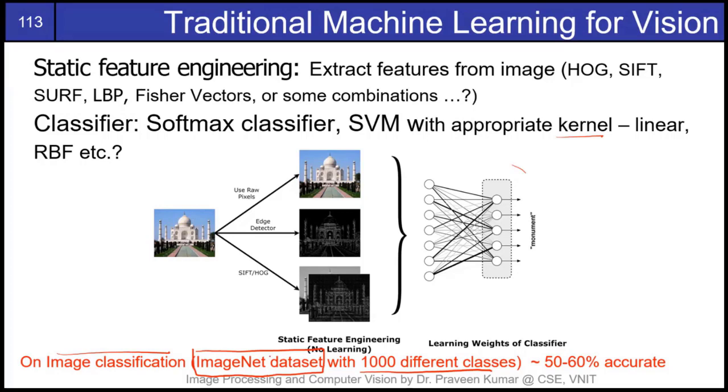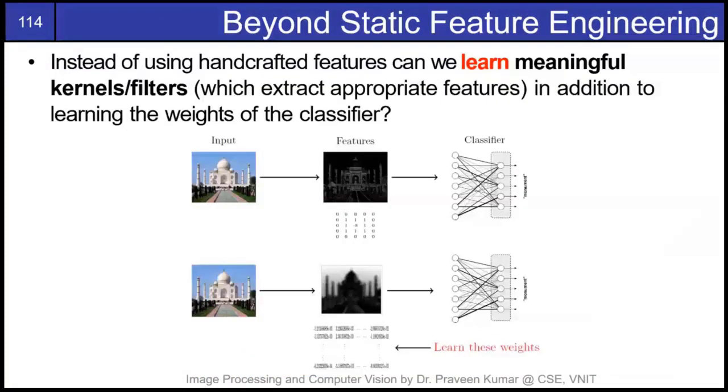Every year a challenge would be posed on this ImageNet dataset, and people would submit different classifiers that they trained with different sets of features, and the accuracy was bordering around 50 to 60% only. So for many years it remained this way until the deep learning breakthrough happened. So what was the basic difference in the approach that people started taking recently, or at least in the last decade?